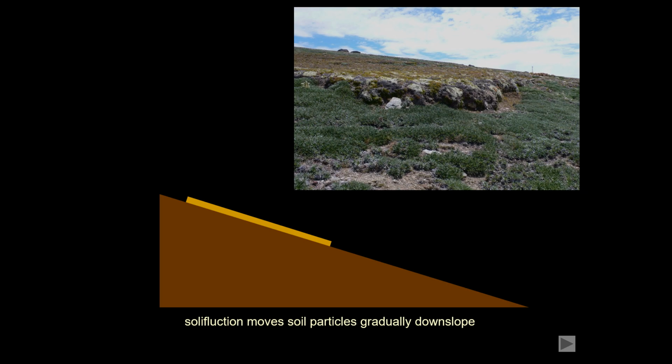solifluction lobes. And here's an animation that I've created that shows you how that happens. So you can see here's the thawing out in this example right here, and then the sagging down slope of the whole thing in response to gravity. As you go into winter, freezing again, and then thaws out, and the process continues over time. And this is a solifluction lobe here shown in the upper photograph.